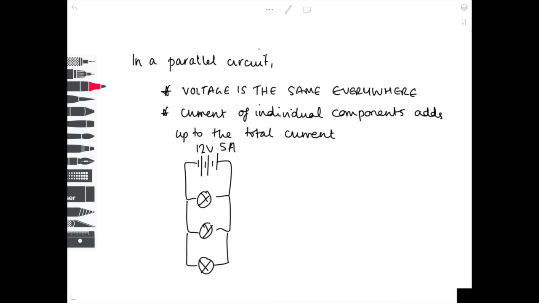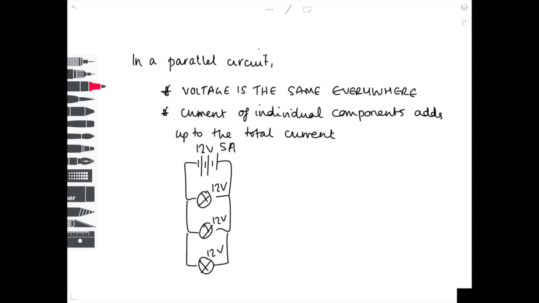Here you find that the voltage is the same everywhere, whereas the current of the individual components adds up to the total current. That means that each of these light bulbs here will have 12 volts going through them, and that explains why with a parallel circuit, if you keep adding extra bulbs, the brightness remains the same, because they receive the same voltage. However, it will mean that your battery will run out 3 times as quickly as if there was only one.